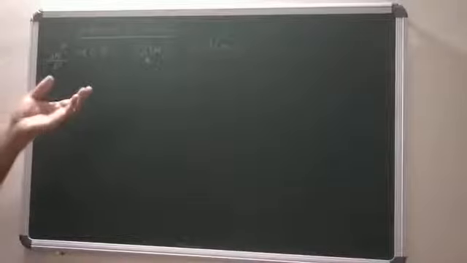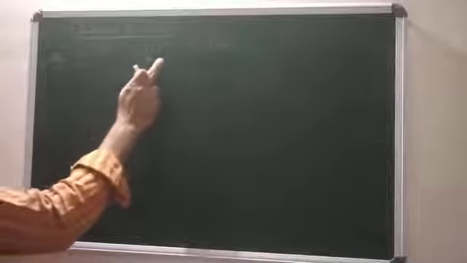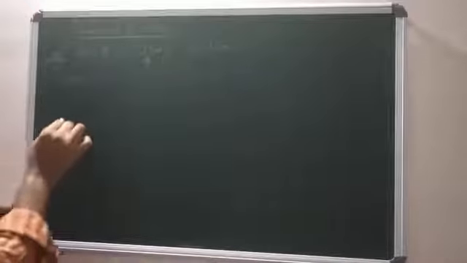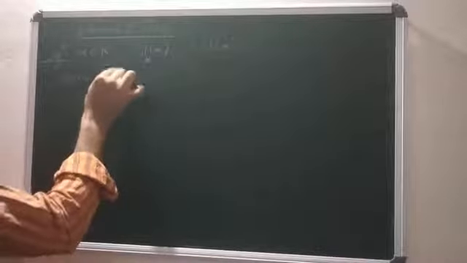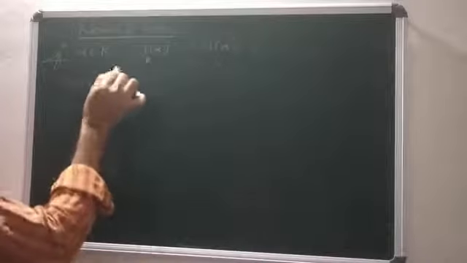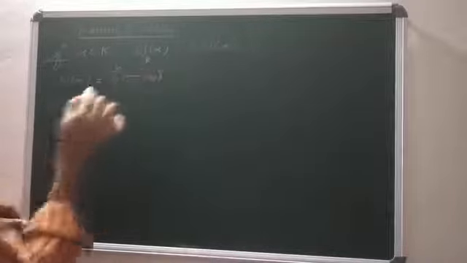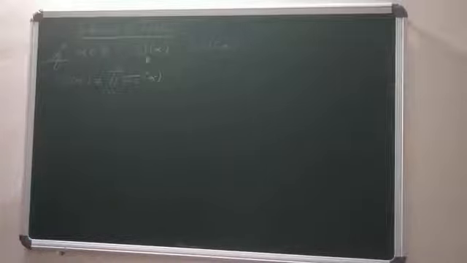For alpha in K, where K is the number field, the norm is denoted by N_K of alpha or N of alpha, and is defined as N of alpha equals the product, i ranges from 1 to n, of sigma i of alpha.